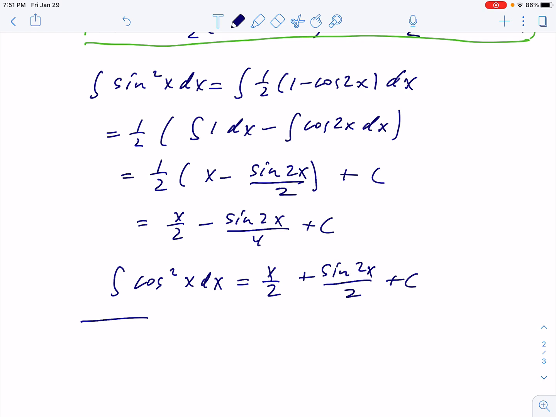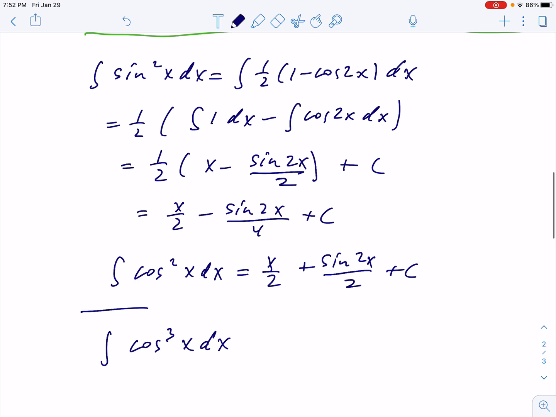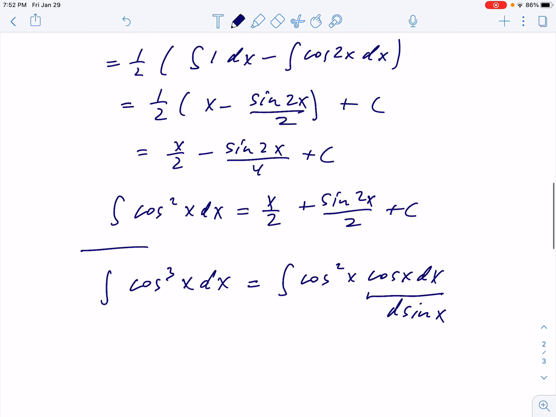What about the integral of cosine cubed x dx? How to solve this integral? Here we have again a specific approach. We factor cosine cubed x. We write cosine squared x times cosine x dx. And cosine x dx we represent as d sine x. And sine x will be our new variable.